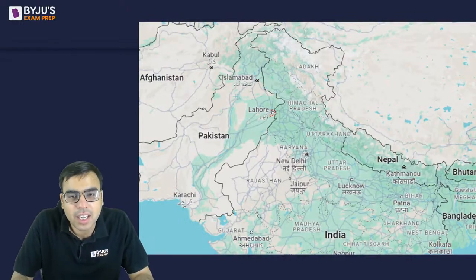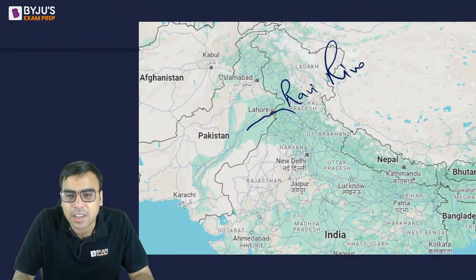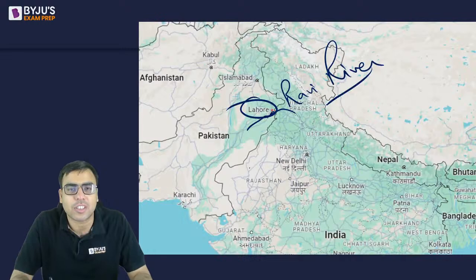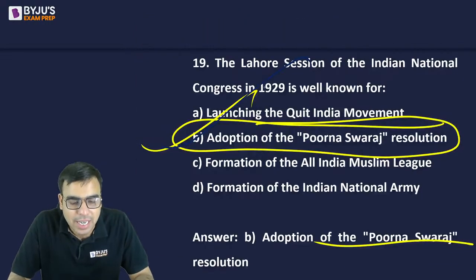So here is Lahore, and there's the Ravi river. Actually, it is on the bank of Ravi river. Now it is in Pakistan. So at that time, before independence, of course, it was a part of undivided India. So B is the right answer.